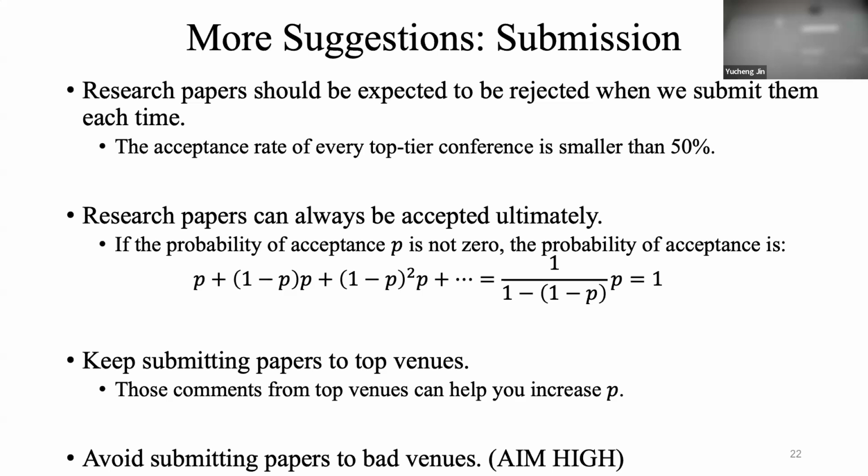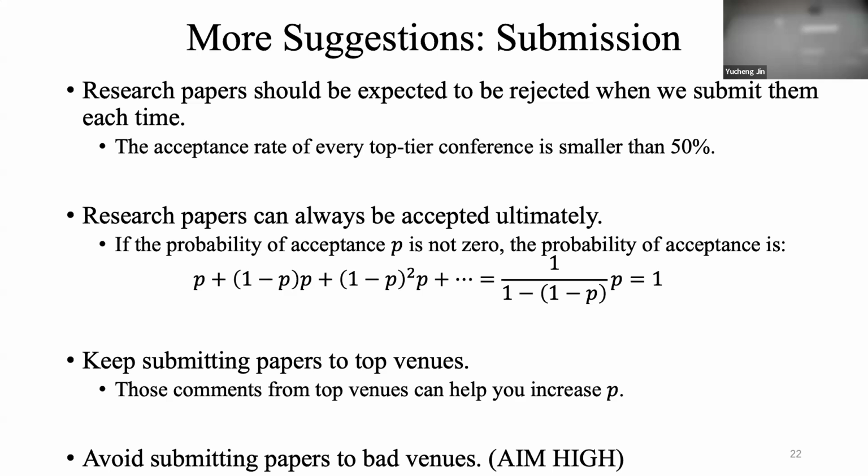The answer is yes. I need to use a very mathematical way to show you why. Even though a paper is easily rejected each time, you can still submit, because research papers can always be accepted ultimately. Let's say the probability of acceptance P is not zero. You may get accepted very luckily the first time, or the second time, or the third time. 1 minus P is the probability of rejection.